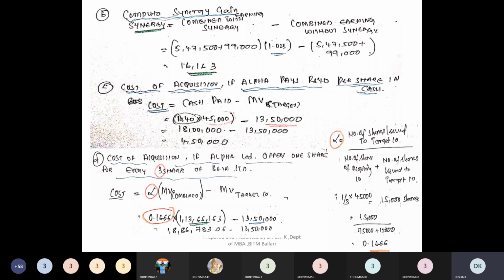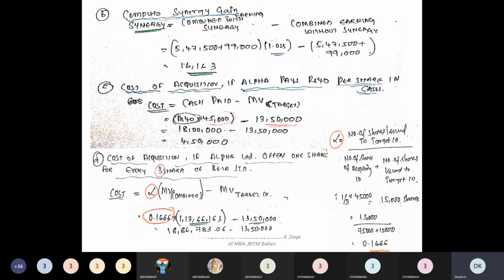4,50,000, fine. So that is the third sub question, where the cost of the merger is only 4,50,000. Fine. So next would be the cost of acquisition.